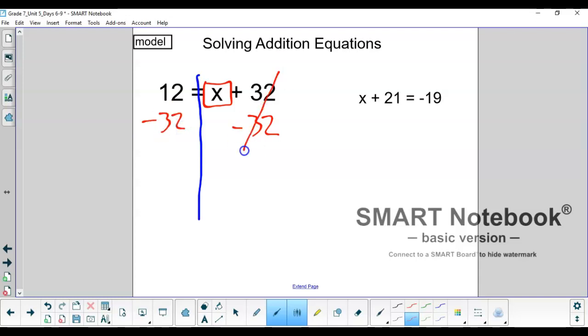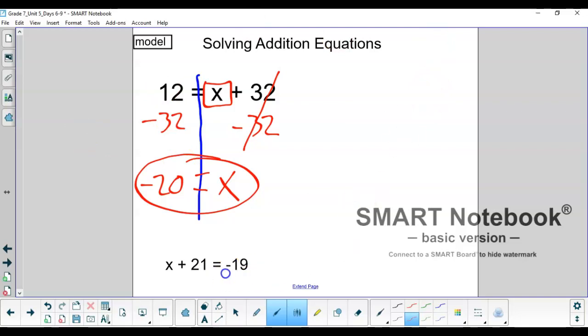Now, our whole goal is to get one part of that equation to go away. 32 minus 32 makes 0. So all we're left with on that right side is x. And remember, our goal was ultimately to get x by itself. Then all I need to do is go into my Desmos calculator and do 12 take away 32, and my calculator is going to say negative 20. And that would be the correct answer.